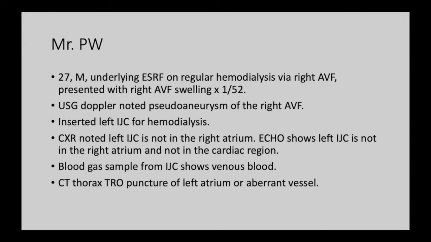Post-insertion chest X-ray noted the left internal jugular catheter is not in the right atrium. Echo also shows that the left IJC is not in the right atrium and not in the cardiac region as well. Blood gas sample from the IJC shows venous sample.